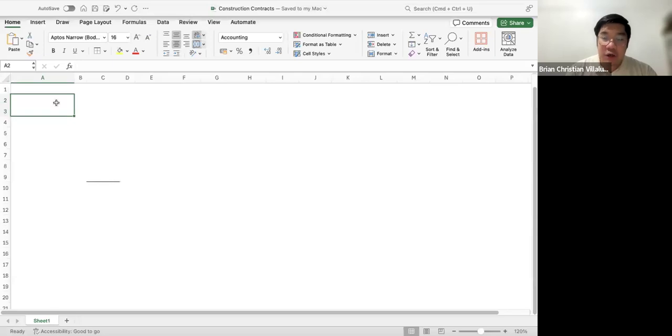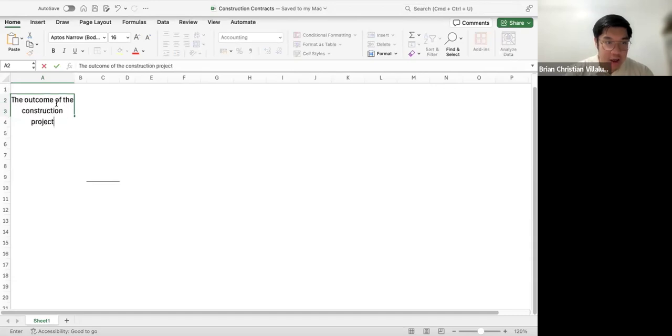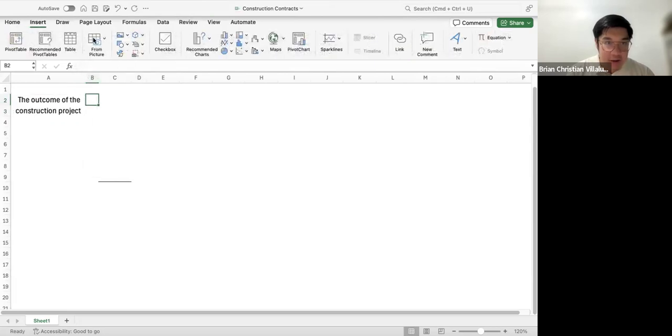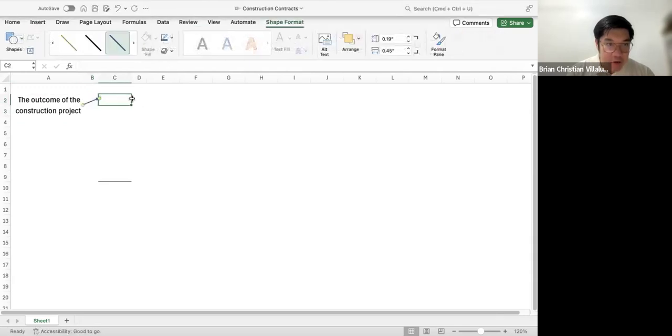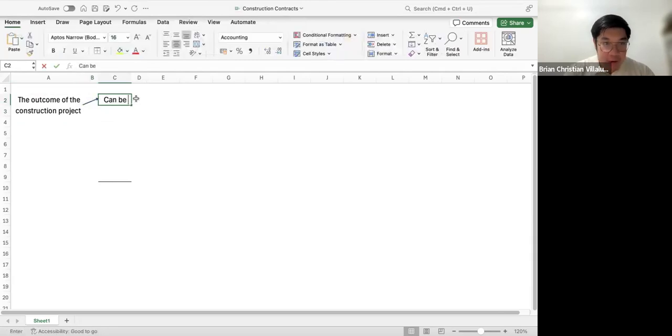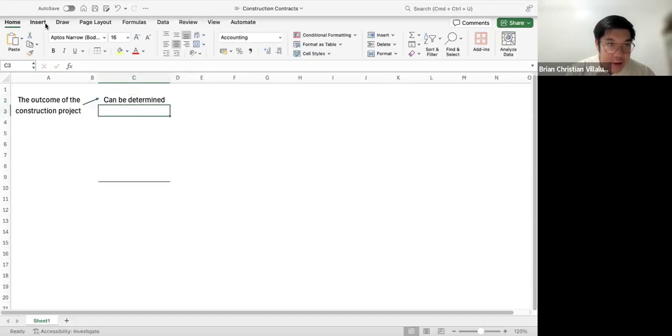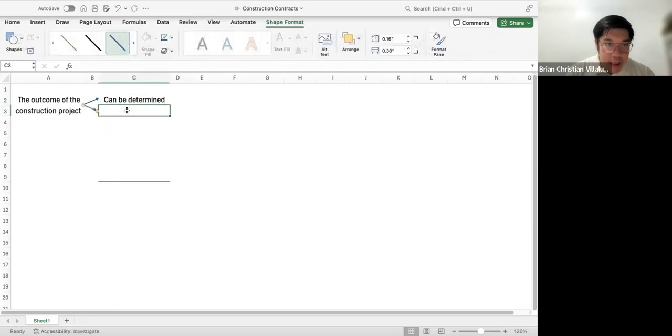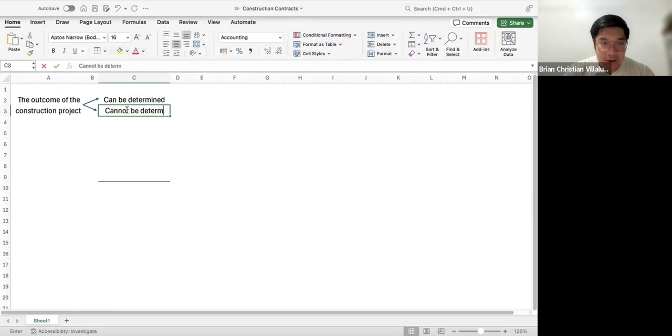In the revenue recognition of construction contracts, our first assessment is to determine whether the outcome of the construction project... So may dalawa tayong cases dito, no? So number one, the outcome can be determined, okay? And case number two, the outcome cannot be determined.